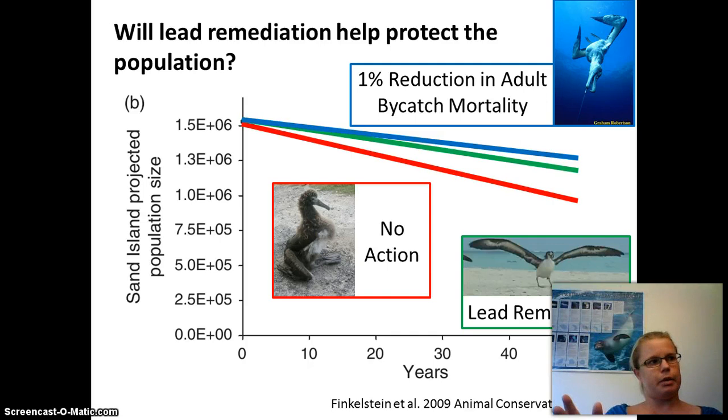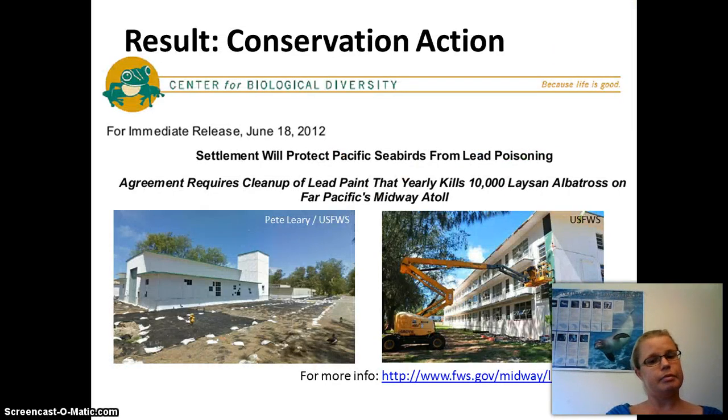Most of the Laysan albatross population breeds all in one place. It'll take several million dollars, but on a larger scale it's not that much money, to just get rid of the lead paint or cover it up anyway. And indeed, after this paper was published in, I think, 2009, in 2012 there was the conclusion of a lawsuit from the Center for Biological Diversity on Fish and Wildlife, and they reached a settlement that requires Fish and Wildlife to clean up all of that lead paint by the year 2017, I believe.